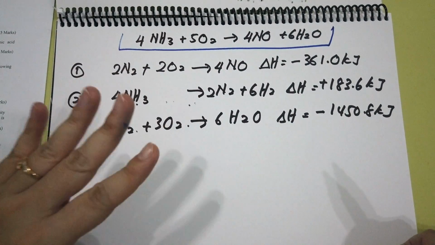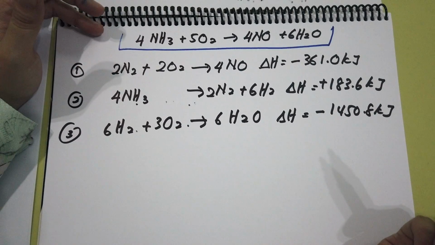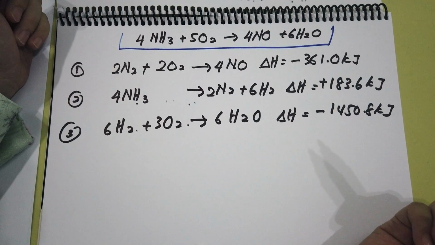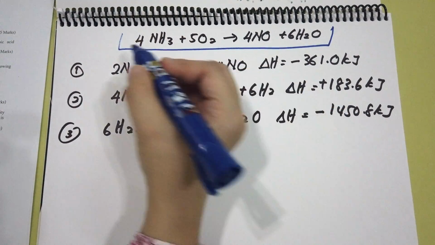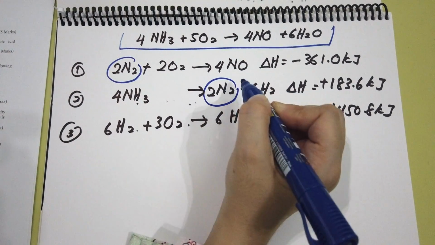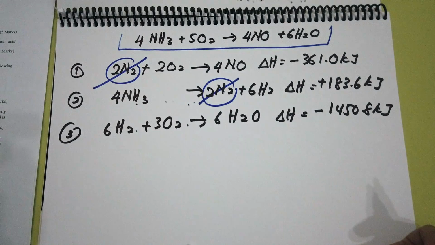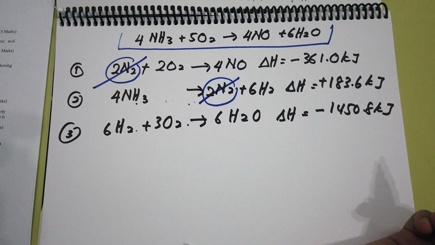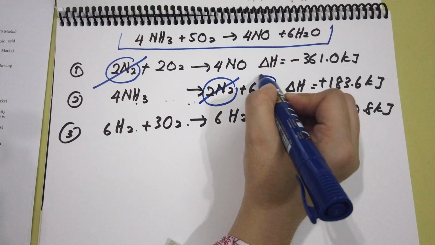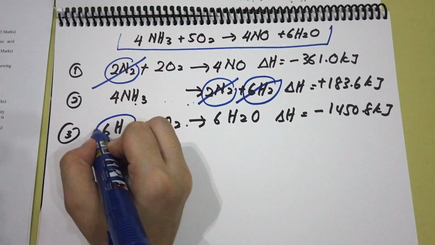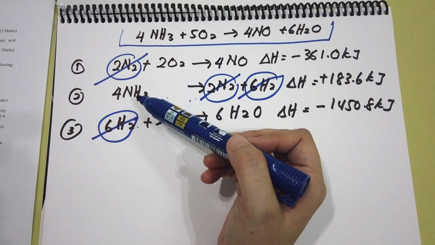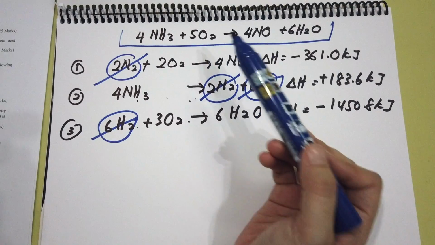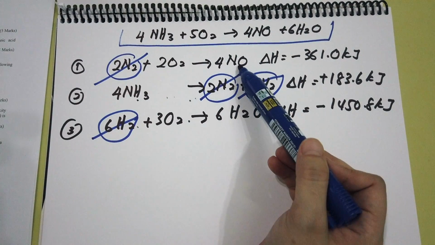From here, you need to check whichever in the altered equations is not related to your target equation. First, the easiest one is that we don't need N2. There's no N2 in the target. You have 2N2 here and another 2N2 here, so you can cancel that out. Another thing that we don't need is the H2. We have 6H2 here and another 6H2 here, so we can just cancel that out.